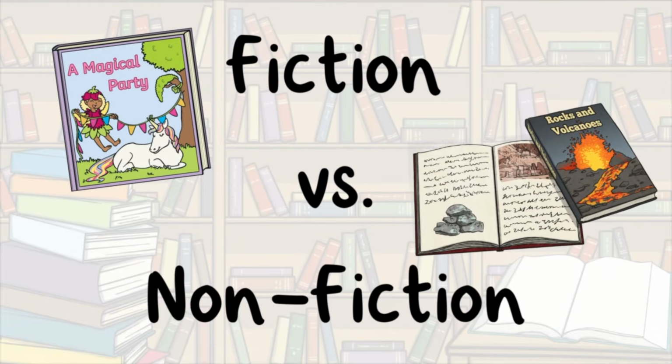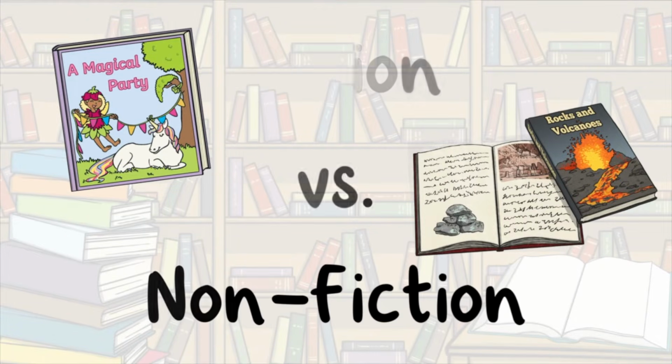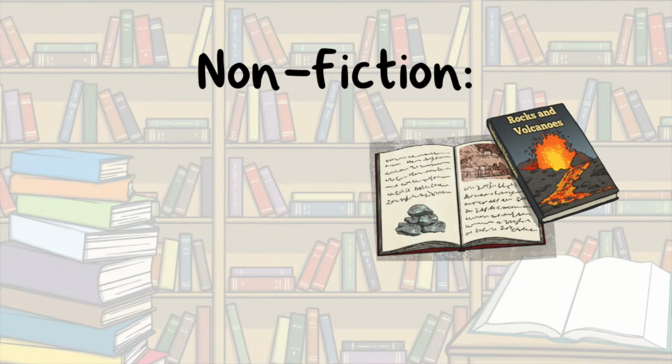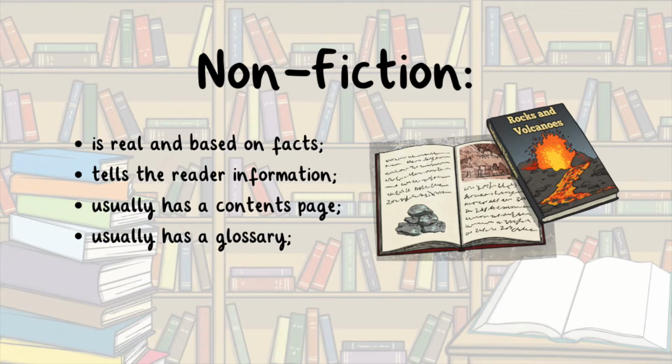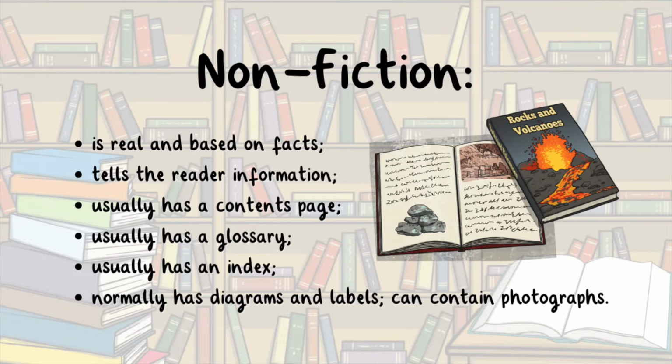Fiction versus nonfiction. A nonfiction text is real and based on facts, tells the reader information, usually has a contents page, usually has a glossary, usually has an index, and normally has diagrams and labels that contain photographs.